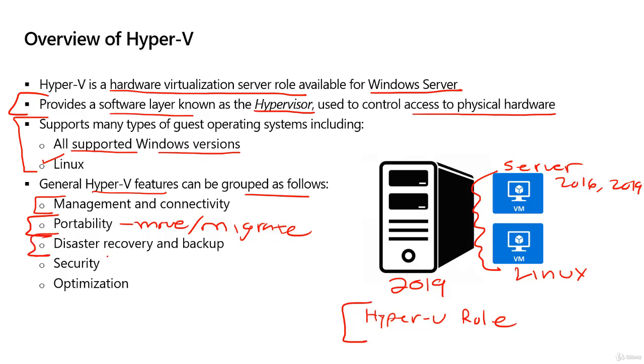Disaster recovery and backup. There are some specific capabilities we'll see related to Hyper-V for disaster recovery. Security is always a concern. One of the main concerns is who has access to the host. So this is our host OS. All the virtual machines live on that host. The virtual hard drives, the configurations, the data.